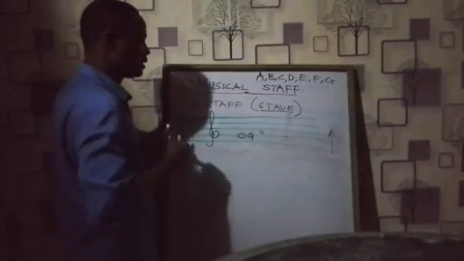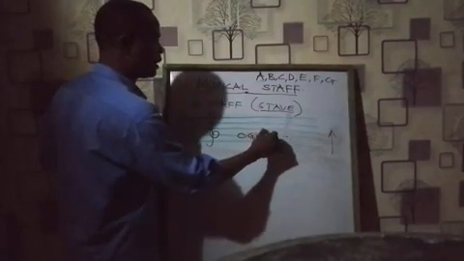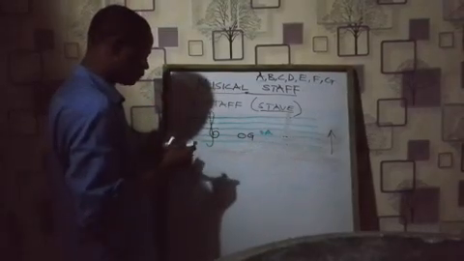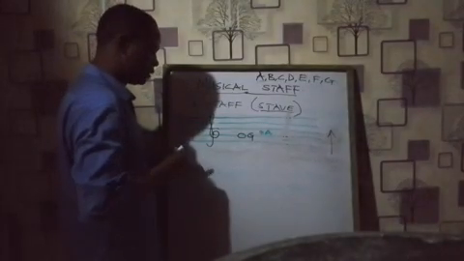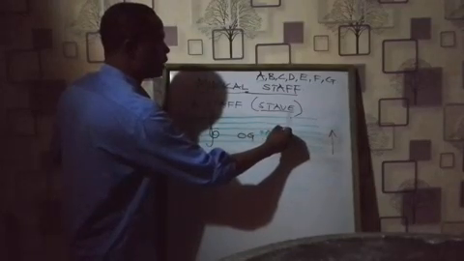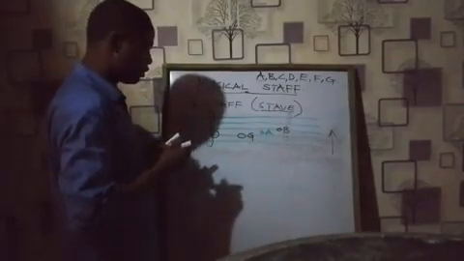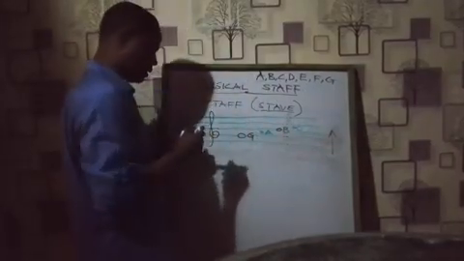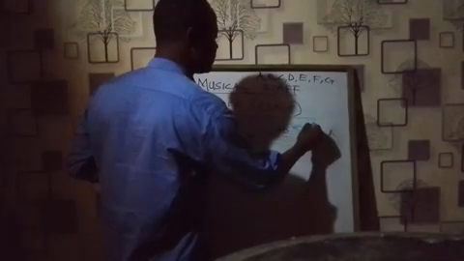The next one will be on the space, and that will be key A. The other one will be on the line, and that will be key of B. The next one will be on the space, and that is key of C. Then it will be on the line, and that will be key D.